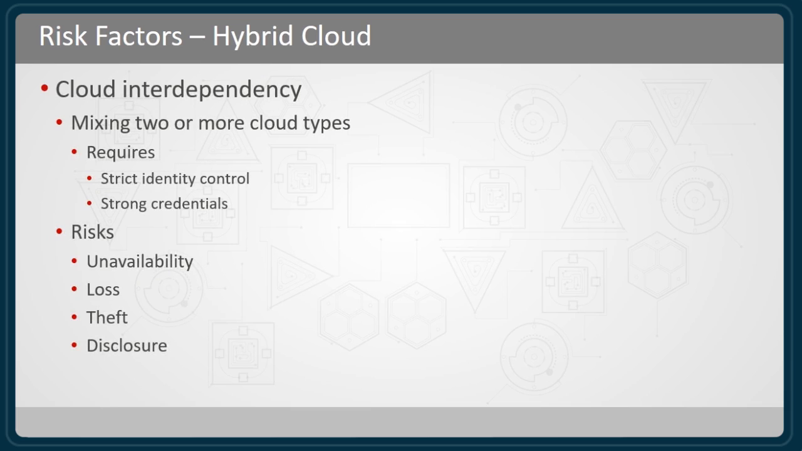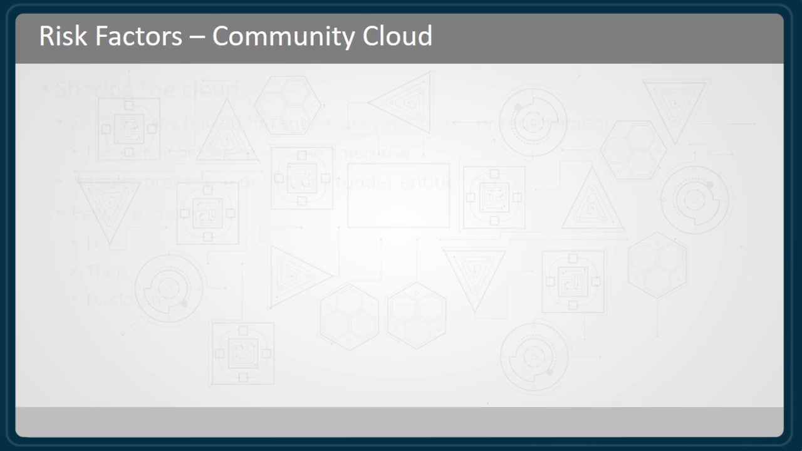And then with the hybrid cloud, there can be issues, of course, with mixing two or more cloud types. This requires strict identity control and strong credential management, and still has risks such as unavailability of an application or data, loss, theft, disclosure. Anything along those lines can still happen within a hybrid cloud configuration.